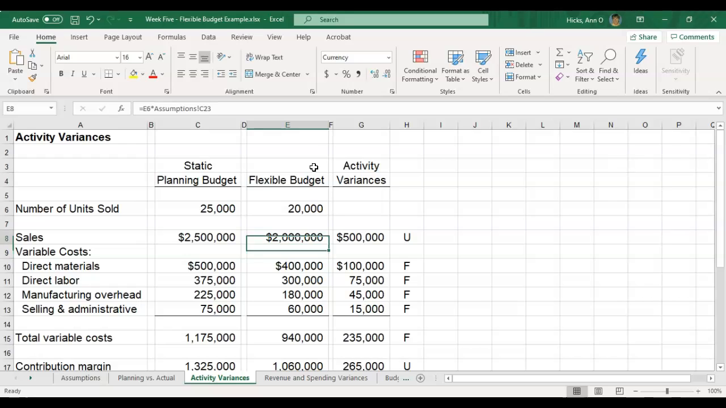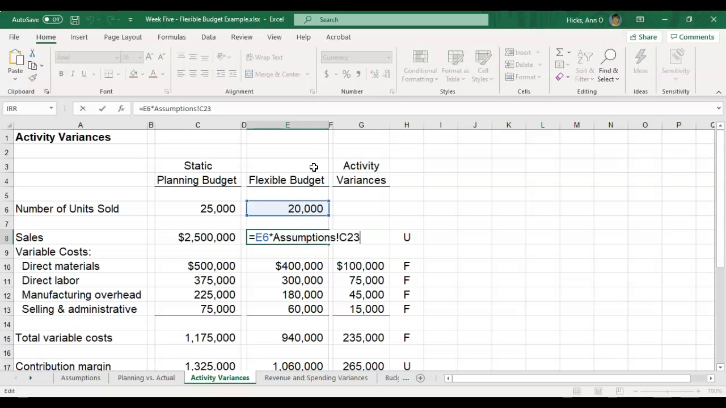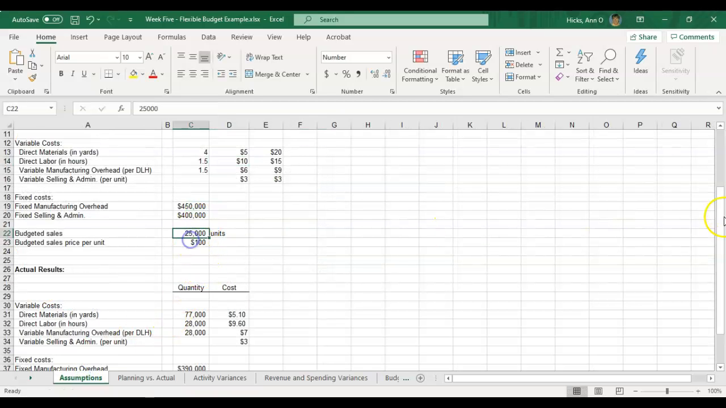Now, here's what we're doing with the flexible budget. We're saying, okay, let's identify what the variance is that is specifically related to the fact that we sold fewer units than we had budgeted. And so what we're basically doing is redoing our budget with an activity level of 20,000. So the sales figure is calculated by taking the 20,000 times our budgeted sales price per unit.